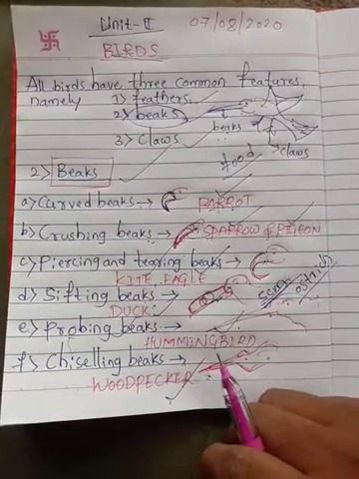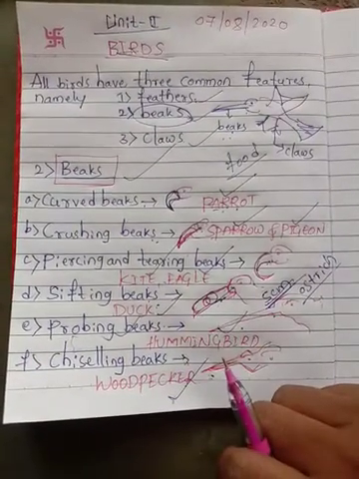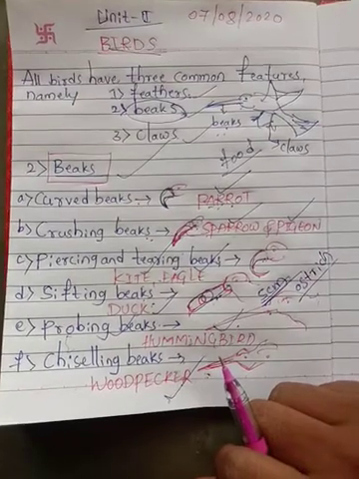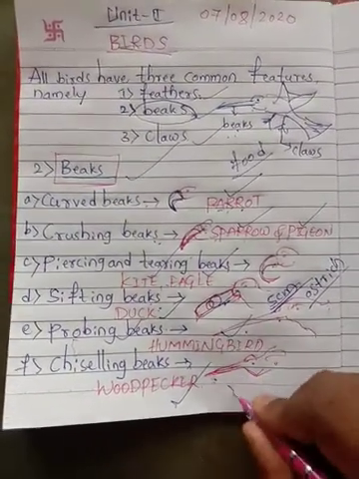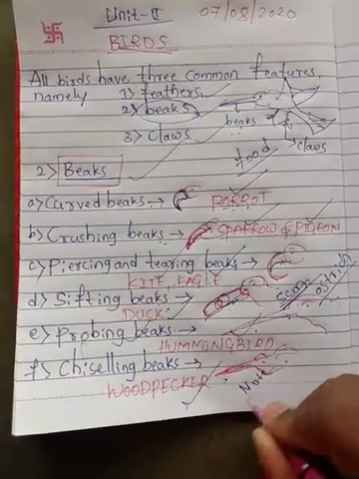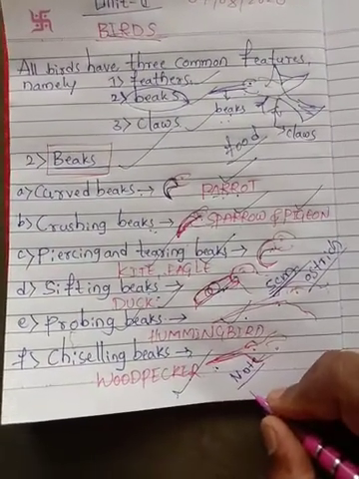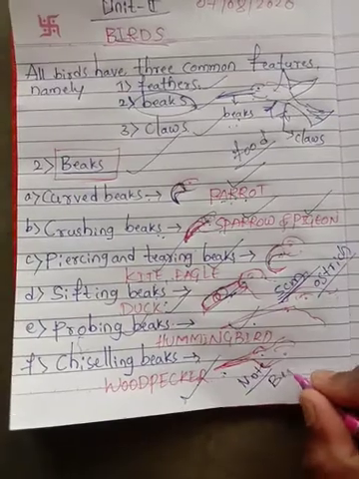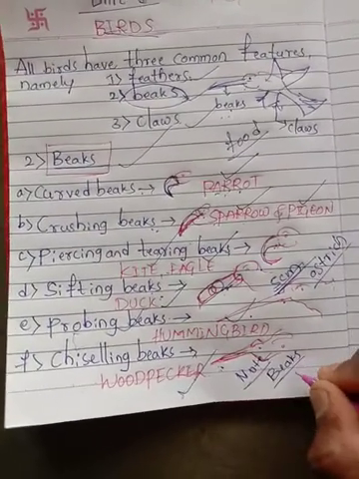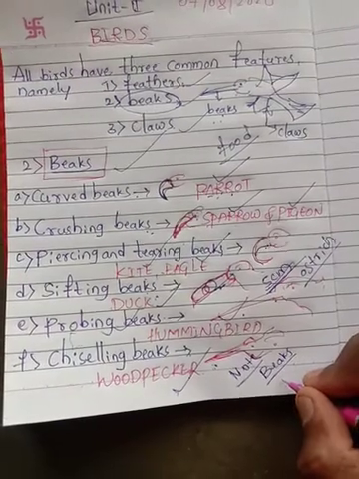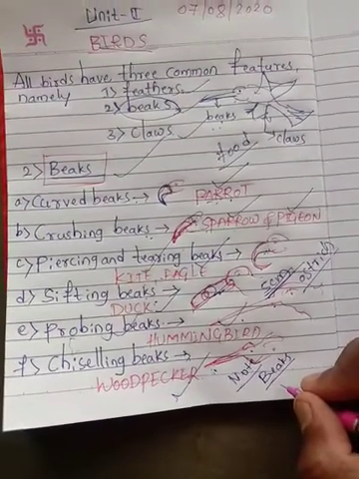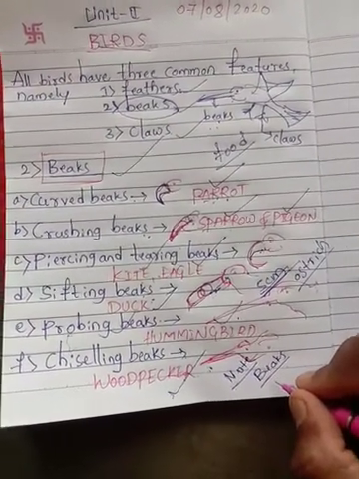These are the different types of beaks of birds, with examples. I hope you understood them. And one more important note, students: all birds' beaks keep growing throughout their lives. Through their whole life, birds' beaks keep growing.